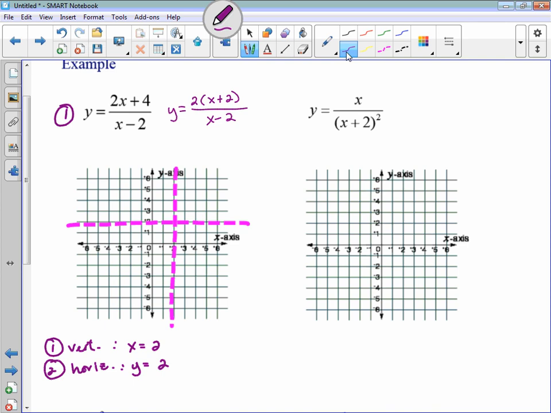We don't have any holes, we don't have any slant asymptotes, so now we can start plotting our points. A couple of important points are your x-intercept and your y-intercept. We'll do the y-intercept first. That happens when x is equal to 0, right? If you're on your y-axis, x is 0. So what do I get if I plug in a 0 for x? -2. So (0, -2) is a point on my graph.